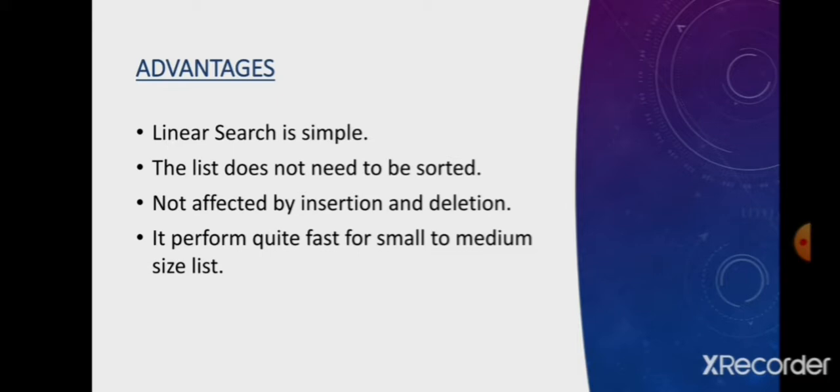Then let's talk about the advantages and disadvantages of linear search. Linear search is a simple searching technique, or it follows a simple searching algorithm, so it's very easy to understand and implement. Then for linear search, the list does not need to be sorted. It works on a sorted list and also on an unsorted list. Then it's not affected by insertion and deletion, and it performs quite fast for small to medium sized lists. That means if I have a small or medium sized list, then it will perform quite fast.